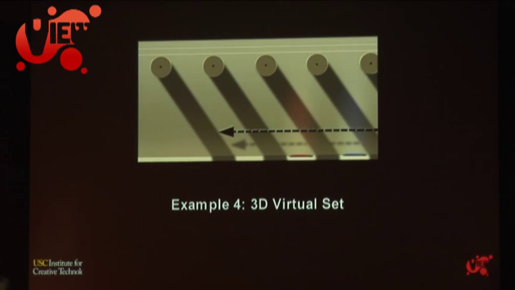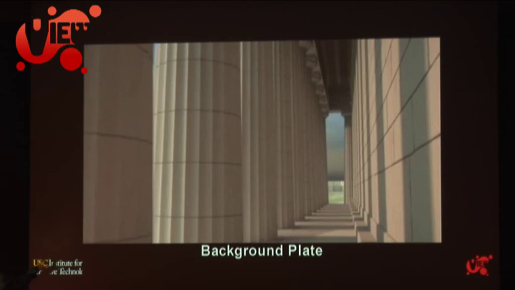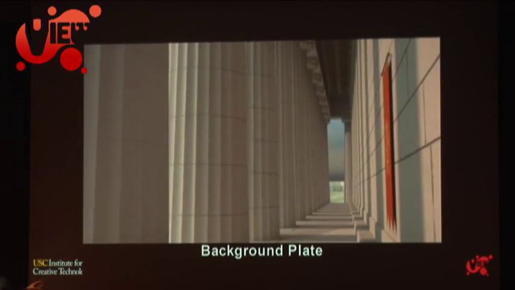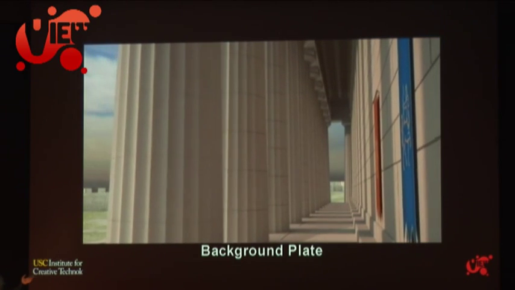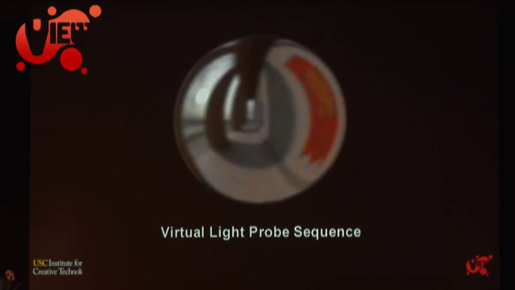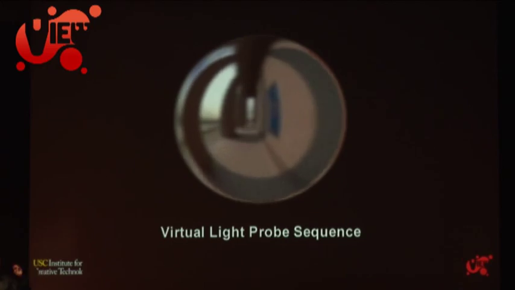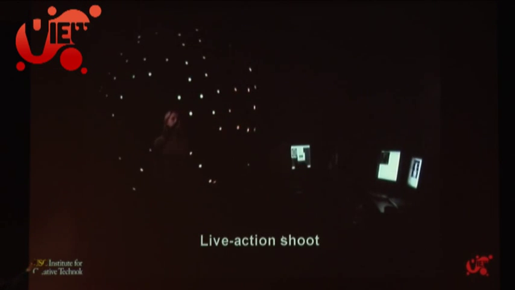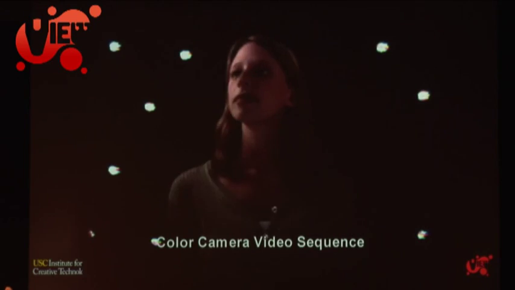And the last result is putting somebody into a virtual set. So we had this model of the Parthenon. We used the Arnold rendering system to render out the light. And this is the background plate. In addition, we rendered out a virtual panorama of moving down the colonnade. And the idea was that the actress would look like she's walking down there. We really should have used a treadmill because walking in place doesn't look all that realistic, unfortunately.